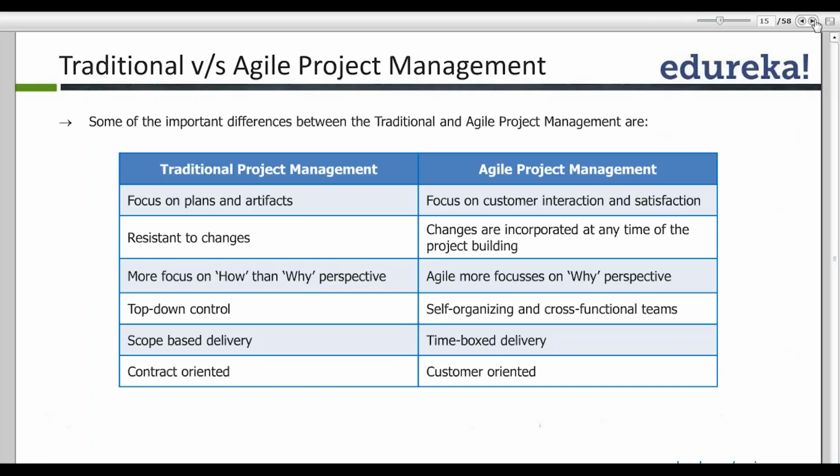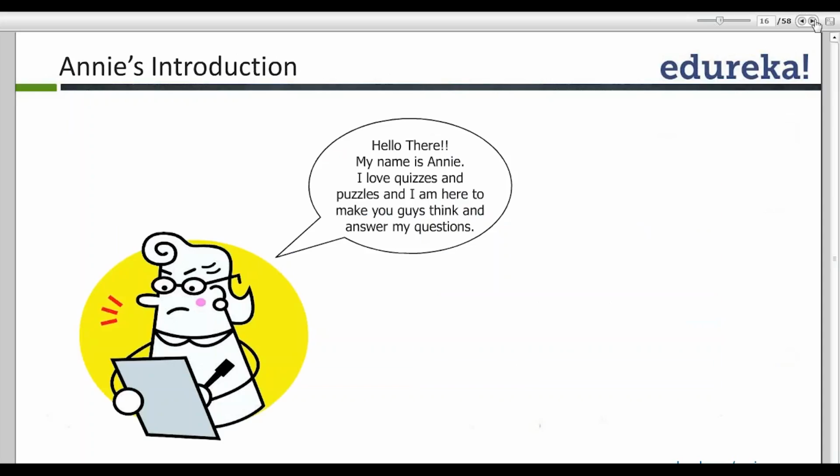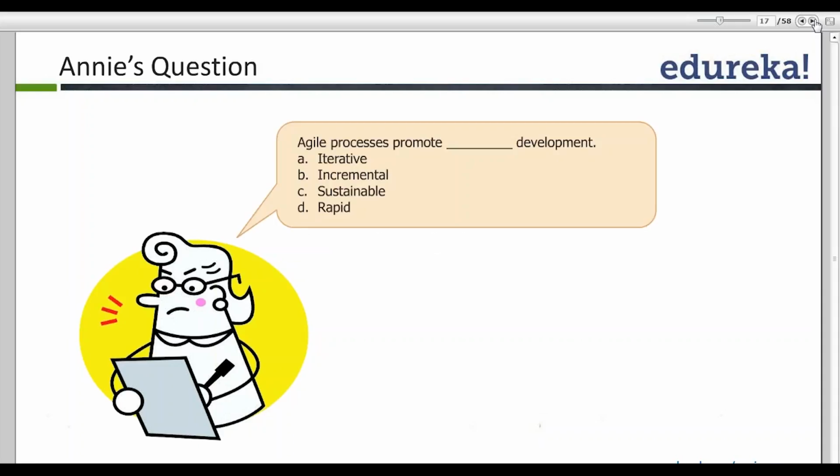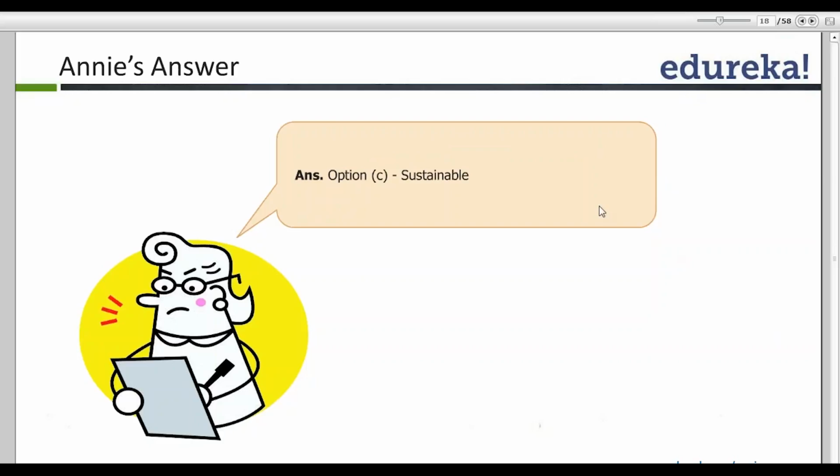Moving ahead. Let's take a quiz here quickly, and you can key in the answer here. Can you tell me the answer for this question? Agile processes promote dash. Yes, it is sustainable development. That's correct. That's absolutely right.